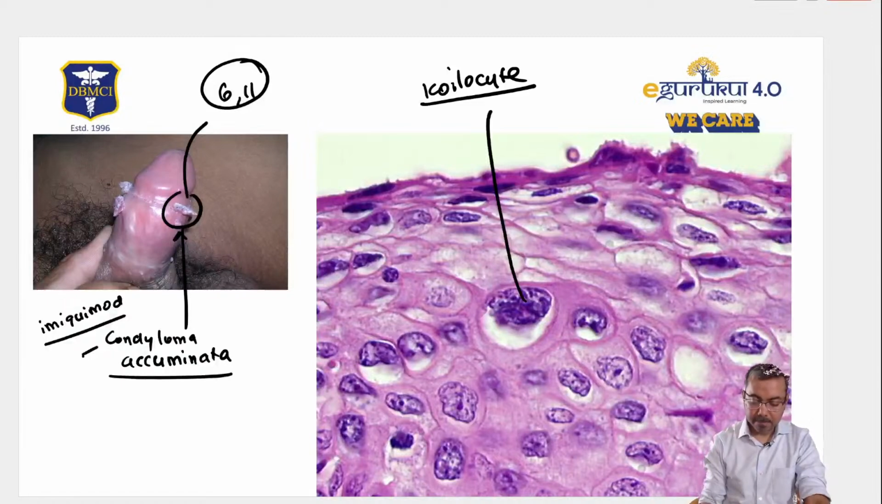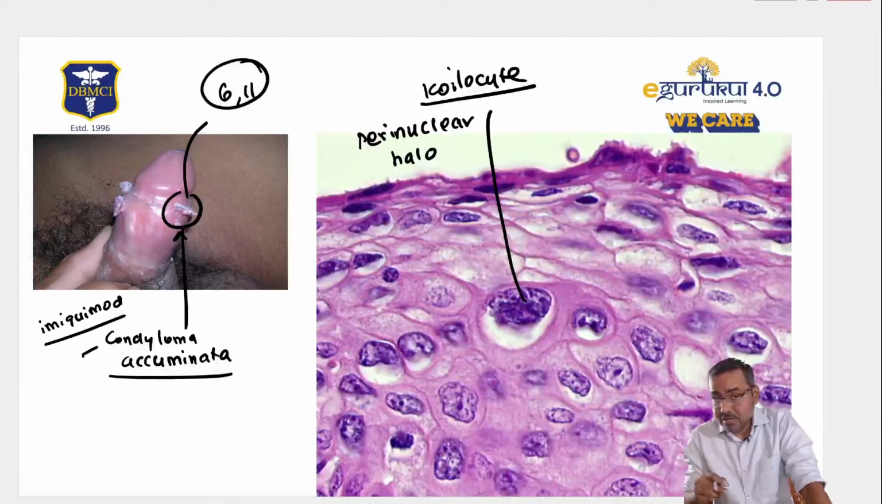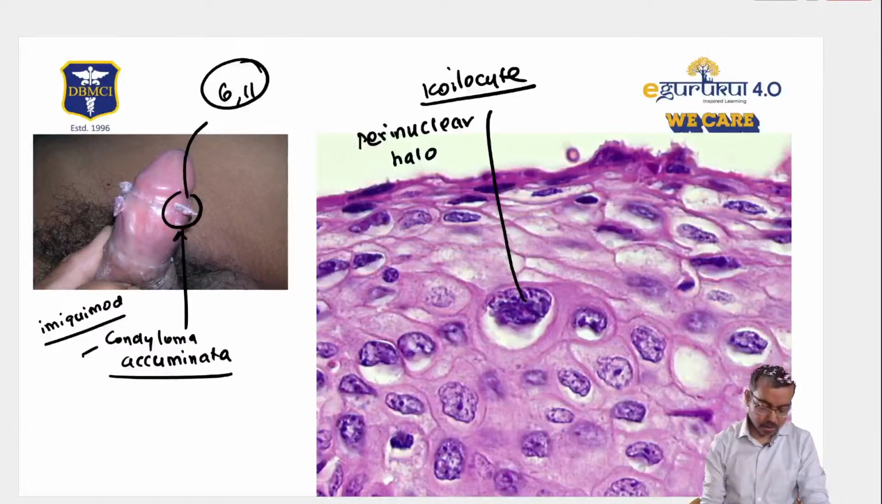Koilocytes are perinuclear halo cells. We have drawn this earlier. Perinuclear halo cells inside infected keratinocytes. This is basically the viral infected keratinocytes. Clear?